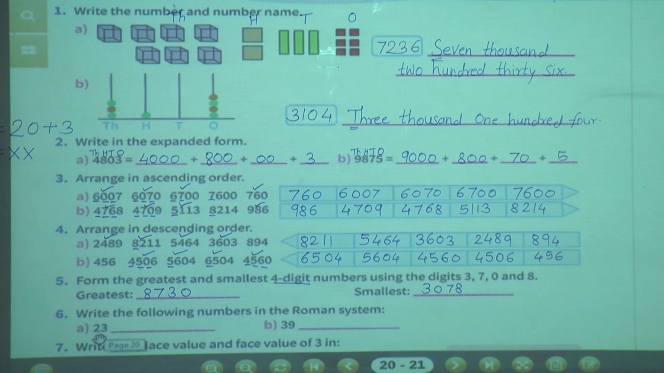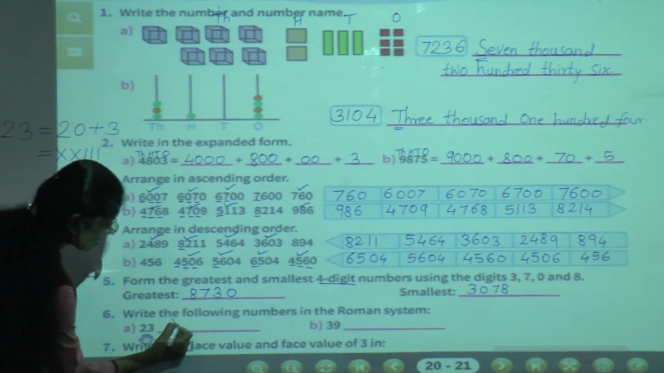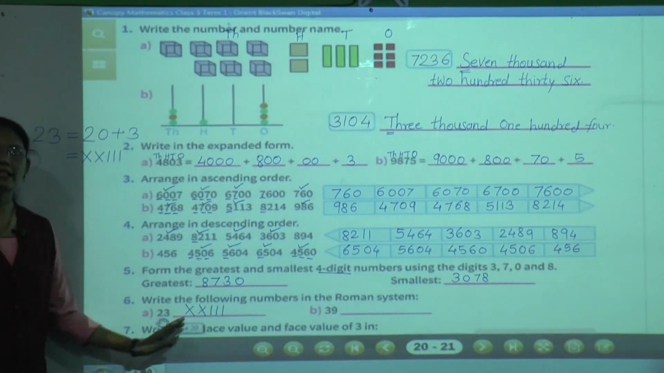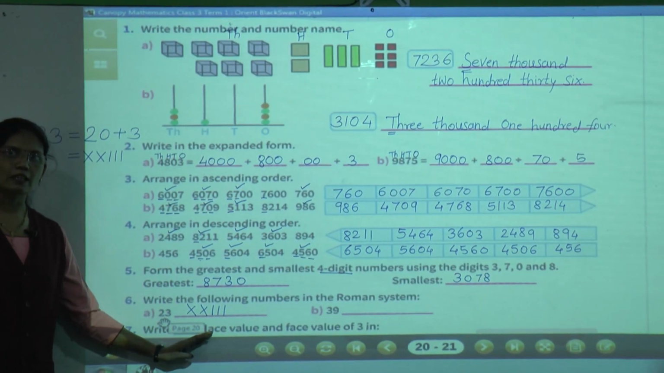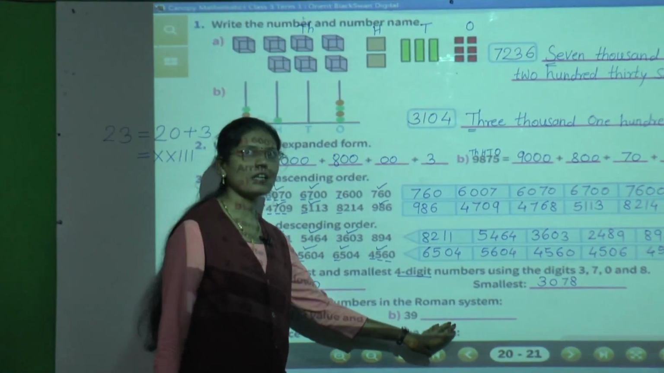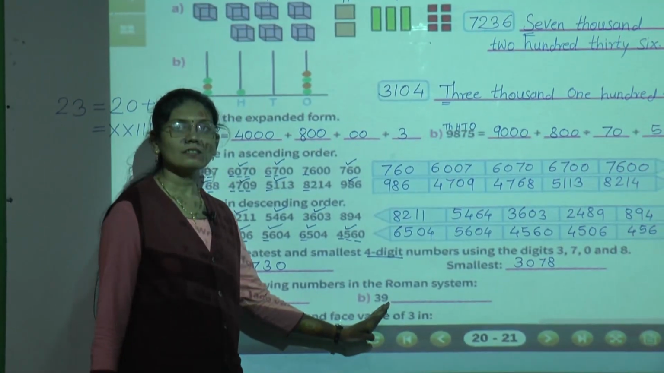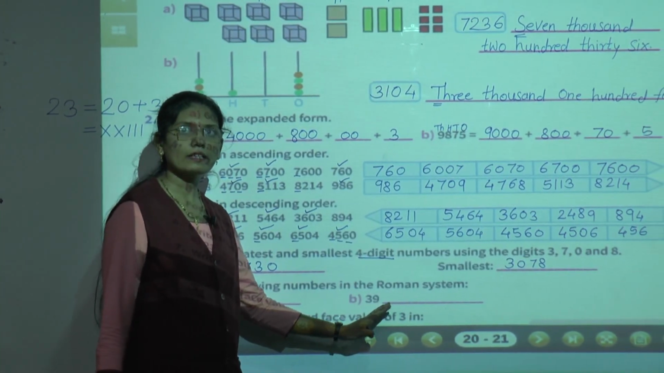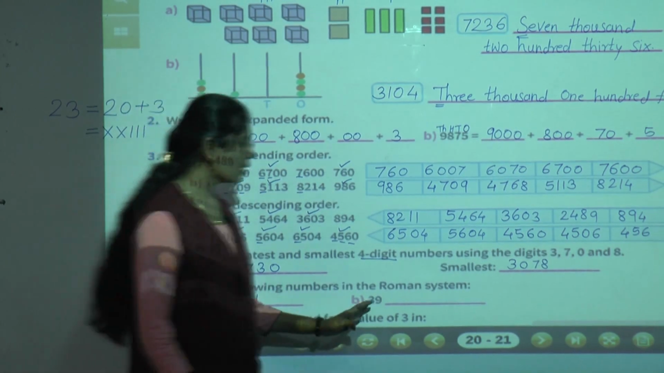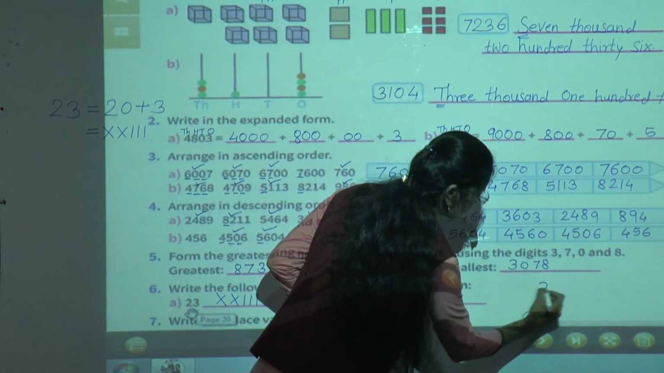double X is there. Yes? And for 3, triple I is there. So how can we represent 23 in the Roman number system? X, X, triple I. This is 23. In this way we can represent the Roman number system. Now see this 39. Again this is a 2-digit number. It is more than 10. So in that case we have to split up the number. So 39 I will split up here.